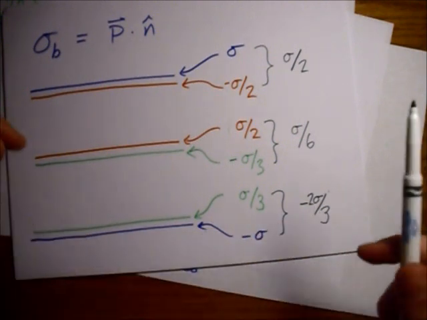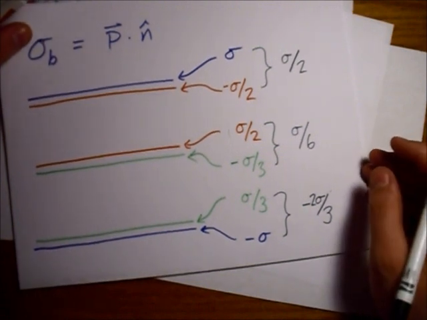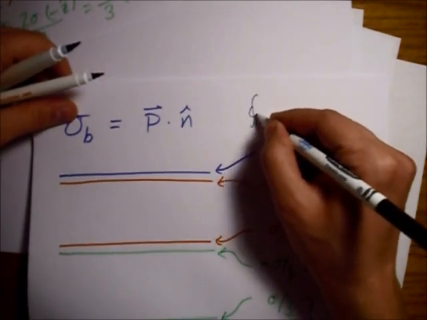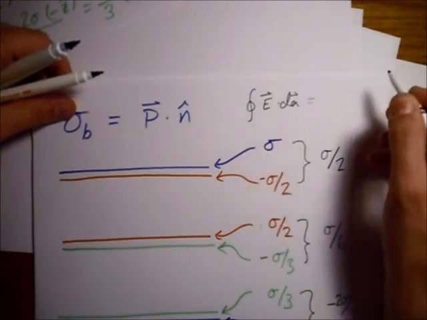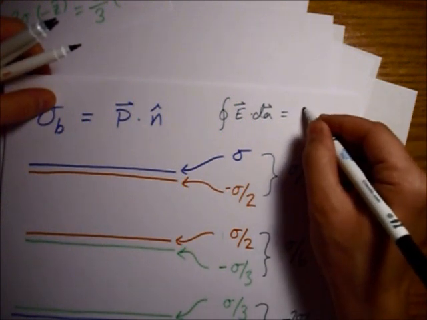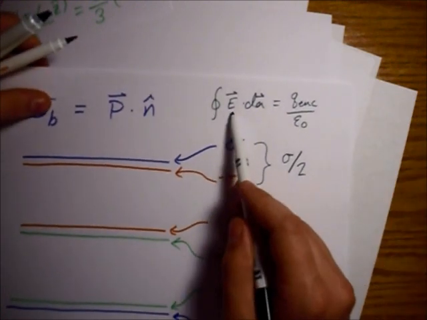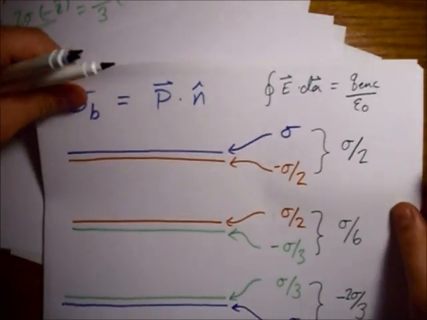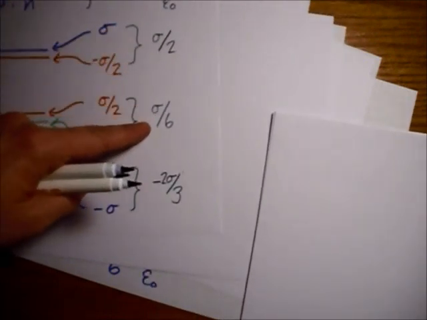All right, so let's look at these using Gauss's law. We're going to use the electric field version of Gauss's law now, because we're dealing with all charges, not just free charges. So we have E dot dA equals the total enclosed charge over epsilon naught. Let's look at these 3 regions.